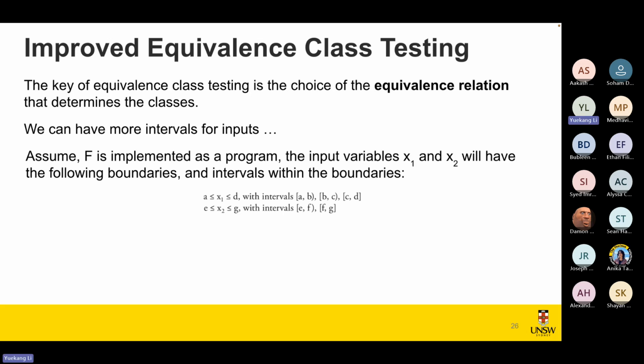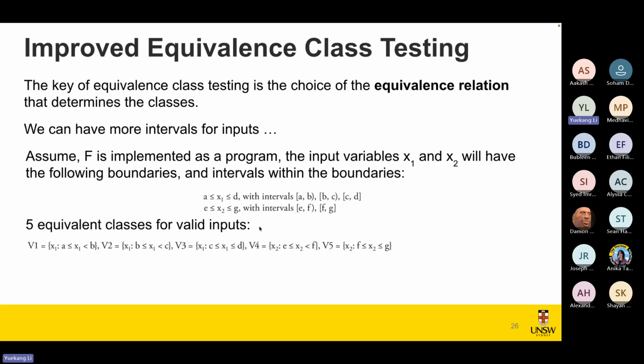So for example, let's assume that we have a function, and this function takes two input parameters, x1 and x2. The value range of x1 is between a and b, and the value range of x2 is between e and g. x1 can take these three intervals, and x2 can take these two intervals. So we can generate 5 equivalence classes for the valid inputs.